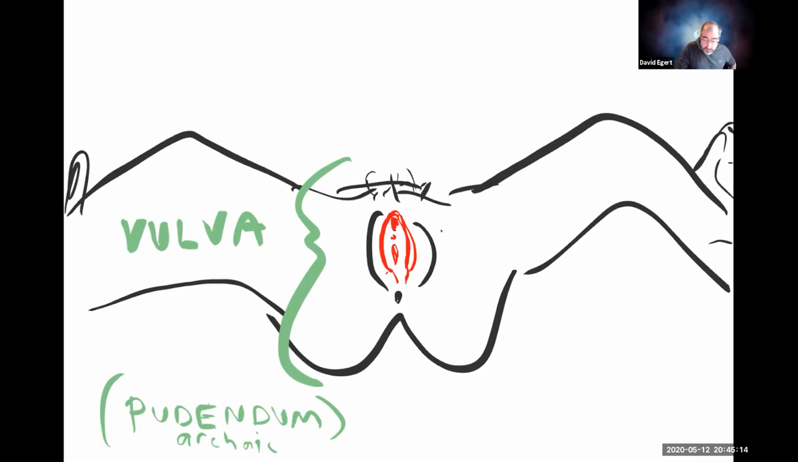So kind of right above, there's actually a little fatty pad under the skin. They give it a name. They call it the mons pubis because it's a little raised up there. Mons pubis, also mons veneris, the mound of Venus.